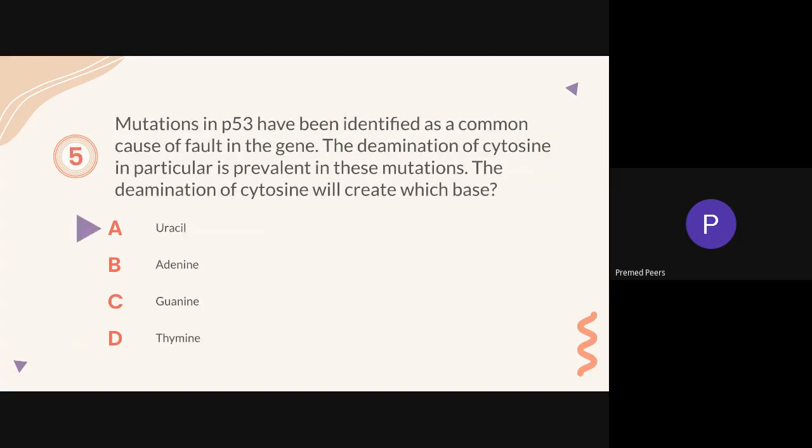Question 5, again, pause if you need to. So this question is pretty straightforward. One thing that you absolutely need to have memorized is the structure of all of the nucleotides. If we remove this amine group on cytosine, we're left with uracil. So A is our answer.